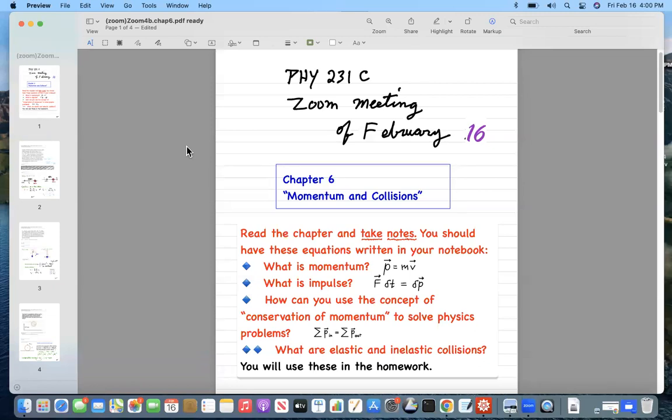Okay, so here's a Zoom meeting for Physics 231C. This week we're studying chapters 5 and 6. So chapter 5, there was a Zoom meeting about chapter 5 a week ago. Chapter 6 is on momentum and collisions.